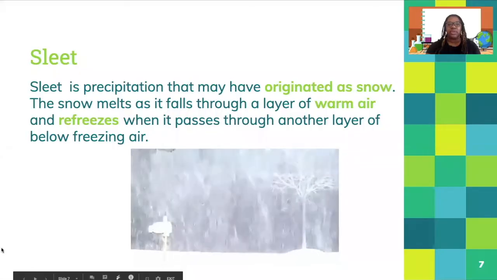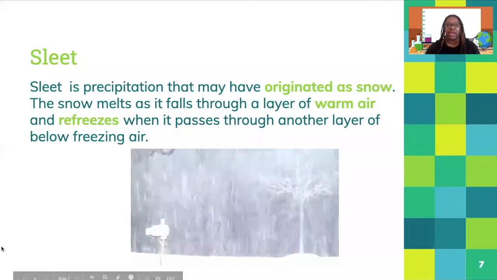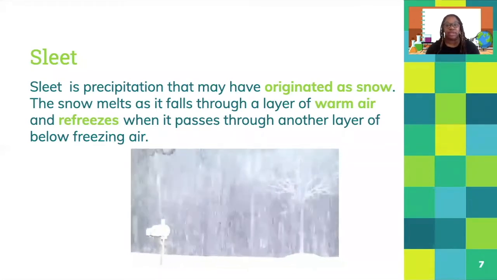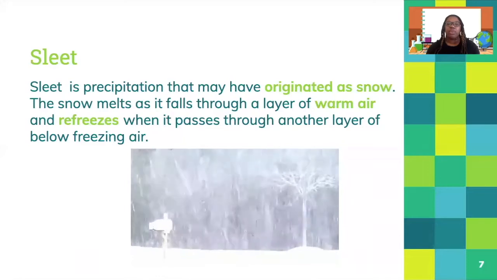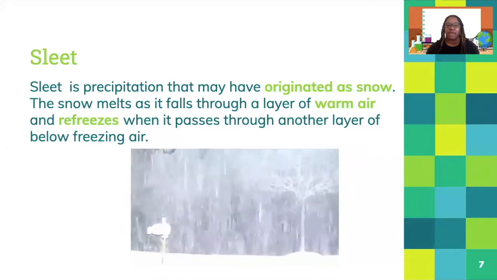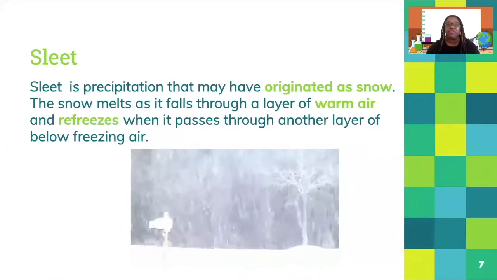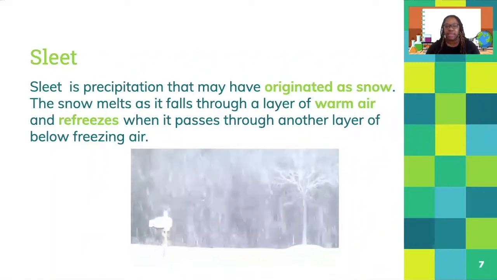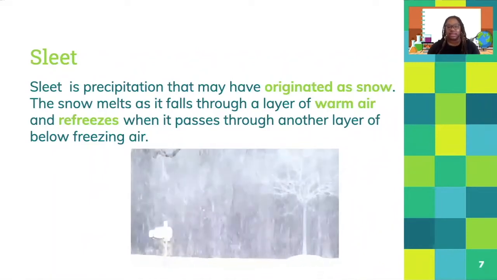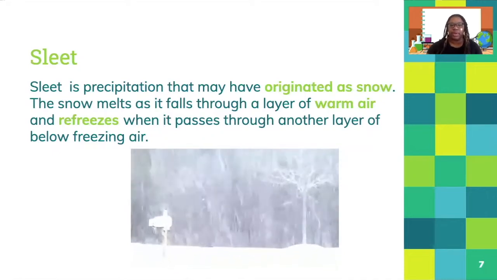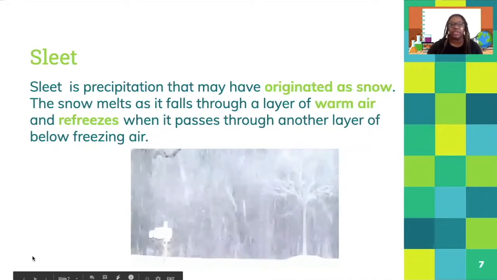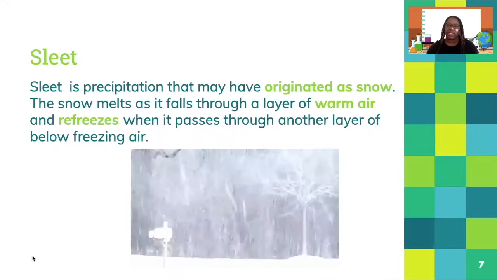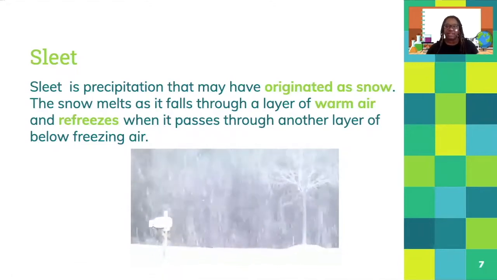Alrighty. So now we have sleet, right? So sleet is precipitation that may have originated as snow. And then the snow melts as it falls through a layer of warm air and then refreezes when it passes through another layer of below freezing air. And sleet kind of looks like this. And we have this in this picture below. So it was snow, it melted, and then it refroze again. And it's like a slushy type form.